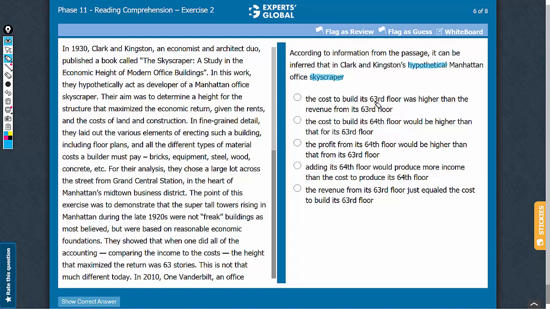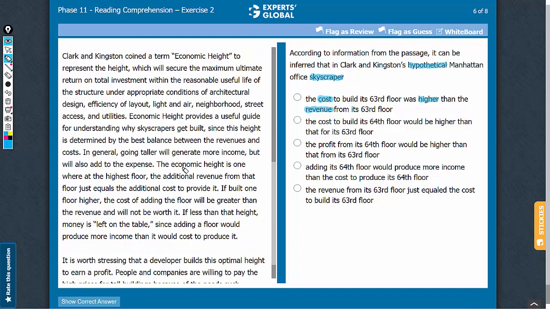Answer choice A. The cost of the 63rd floor was higher than the revenue of the floor. The first paragraph mentions that the hypothetical skyscraper of Clark and Kingston maximized its return at 63 stories. Also, the second paragraph mentions that the economic height, that is the height where the return is maximized, is the highest floor where the additional revenue just equals the additional cost.